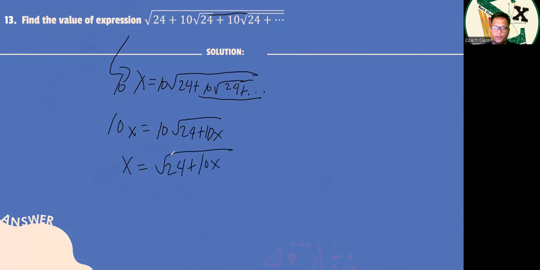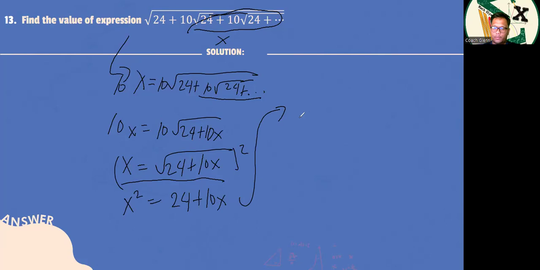But if you're already familiar with this problem, you can just automatically change this one to x. Here, we just need to solve for x. To do that, we want to have a quadratic equation. So first, we square both sides. So x squared is x squared. If we square this one, we're going to get rid of the radical signs. So that will become 24 plus 10x. Simplify this one. So we have x squared minus 10x minus 24 is equal to 0.